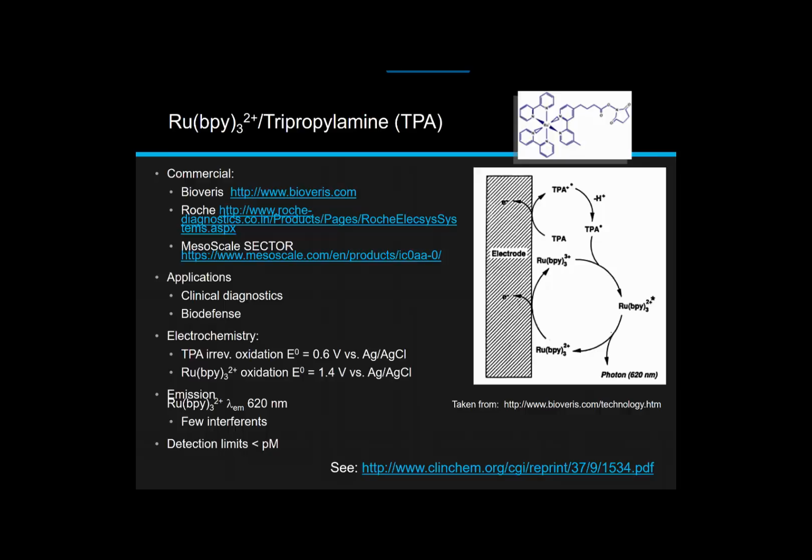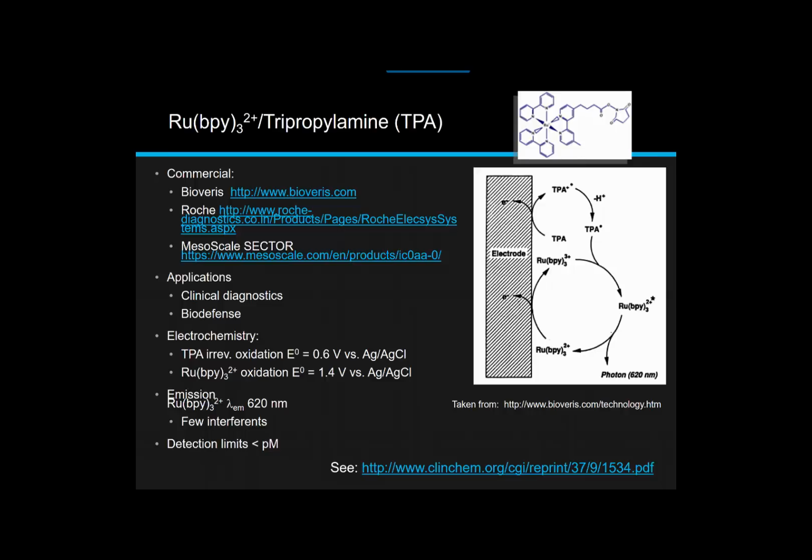Well, on the slide at left, I show you references to a couple of the commercial instrument manufacturers, just to highlight for you the importance of this technique in the real world. It's really found two, I'll call them niches: clinical diagnostics and biodefense.